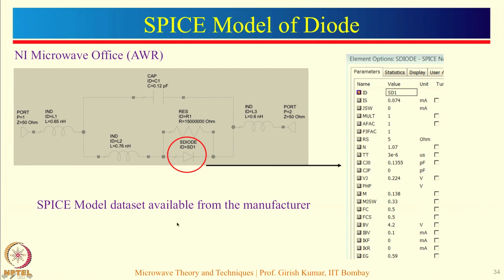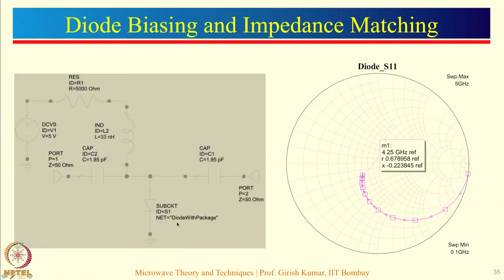Now, once the diode model is done, the next step is to bias the diode. So here is the biasing circuit. We have our diode here. We have a DC voltage source of 5 volts. I have a resistor to control the current, an inductor to avoid high frequency signals entering this path, and then we have these DC block capacitors. Now this biasing is done for a diode current of approximately 1 milliampere or a little less than 1 milliampere.